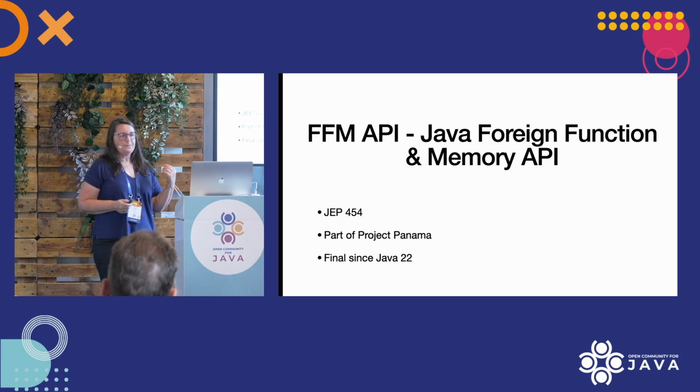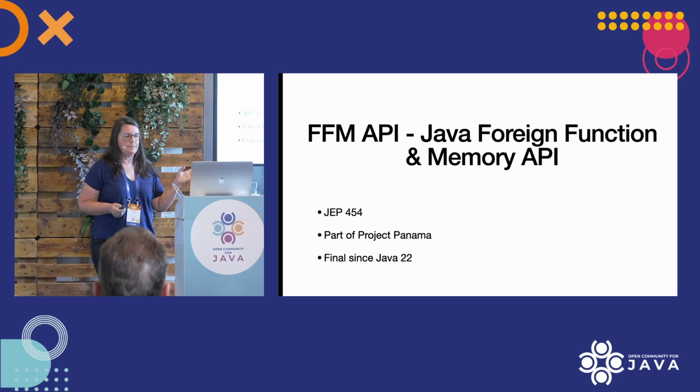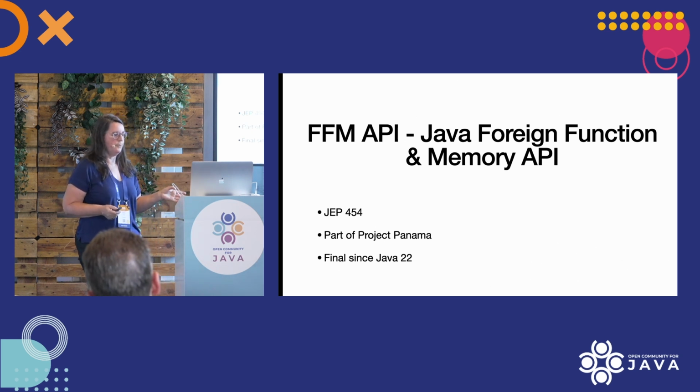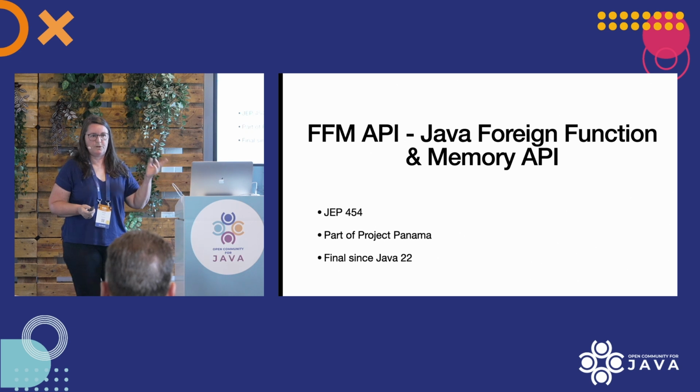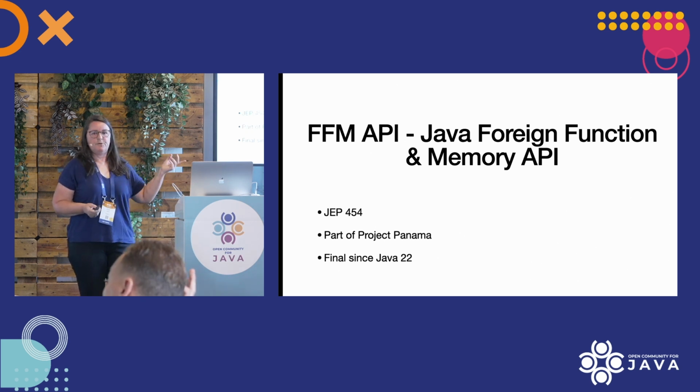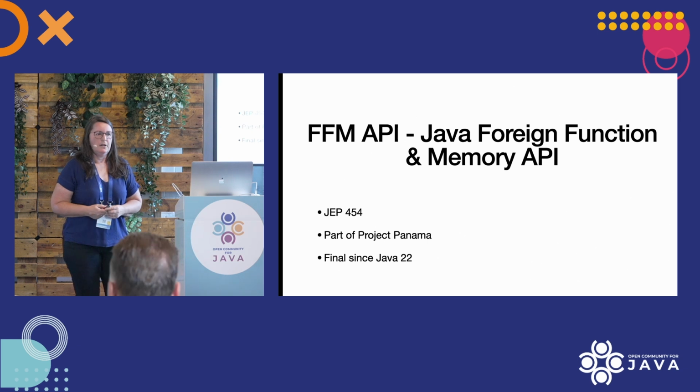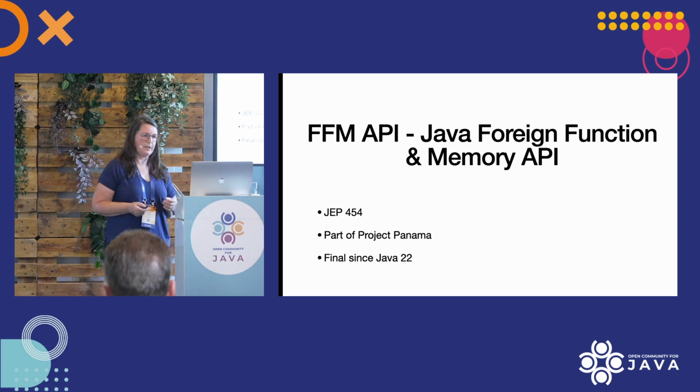So now we have the Foreign Function & Memory API defined in JEP 454. It's final since Java 22. So if you already work with Java 22, you can use it. You could use it before. It's in some experimental or preview state before that. And it's part of Project Panama.